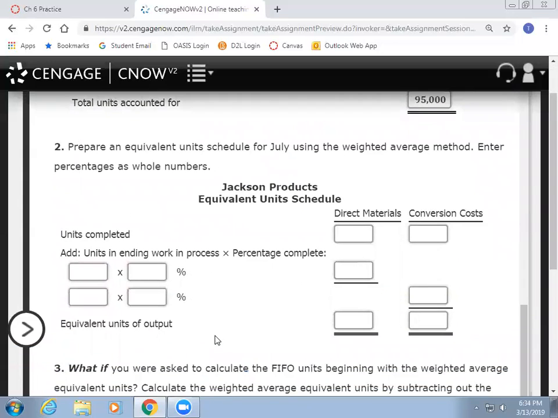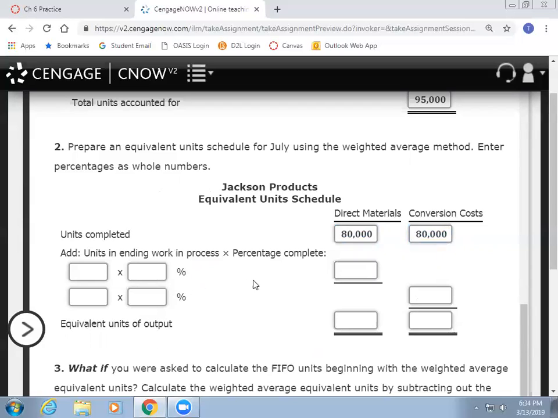Notice here you only have to calculate ending work in process. So we don't really even have to do anything with the beginning work in process. So that makes life easier. So here we are going to look at units completed, which units completed and transferred out were the 80,000. So that stays the same.